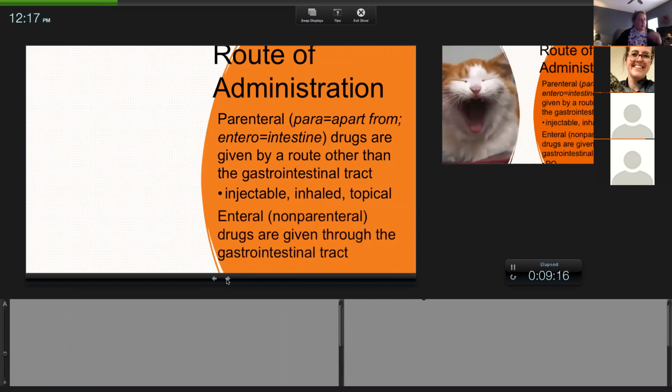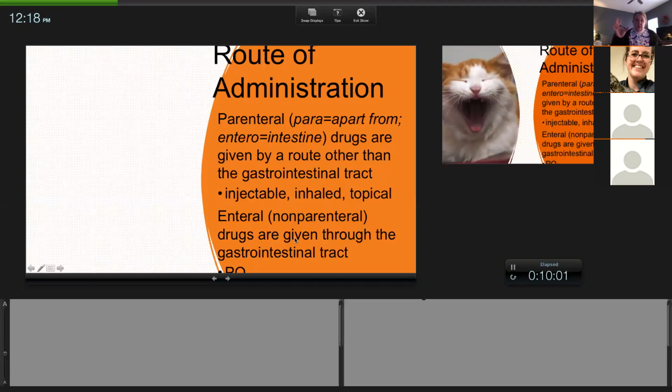Now, the two routes of administration, and this is good for board exam, are enteral and parenteral. Parenteral: para, apart, entero, intestine. This is something that's given outside the intestinal tract. The way I used to tell students, I always think of parenteral as injectable, and a parent needs to give an injection. If that's a way that helps you remember parenteral versus enteral. But typically, that could also be inhaled. That could also be topical. But injectables are mostly your parenteral. And then enteral is if you're giving it through the GI tract.